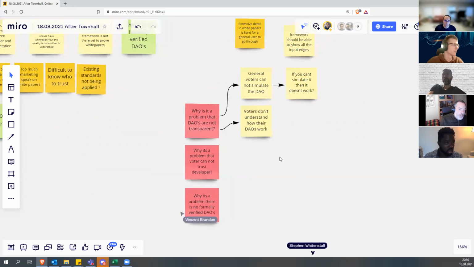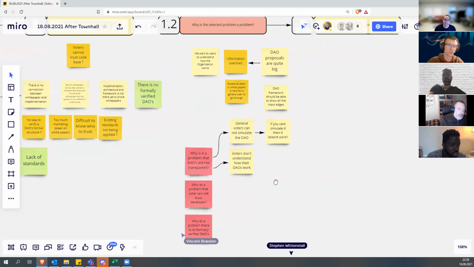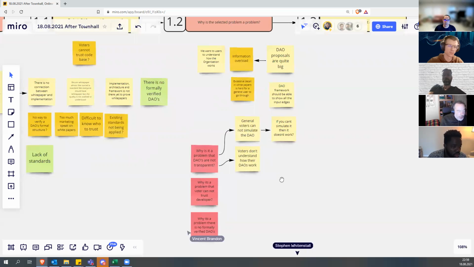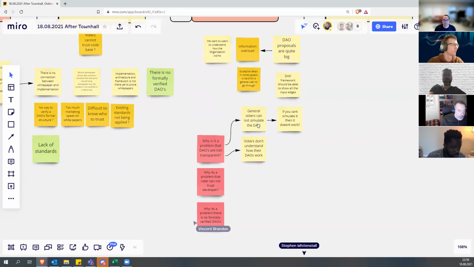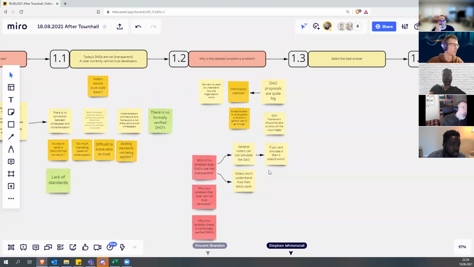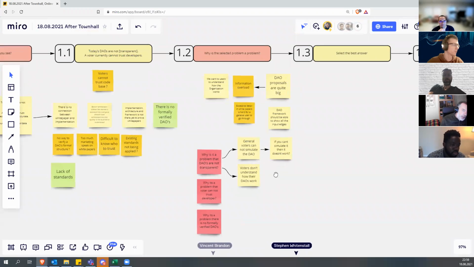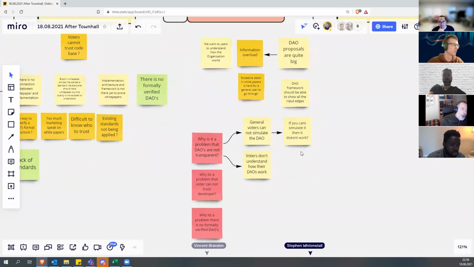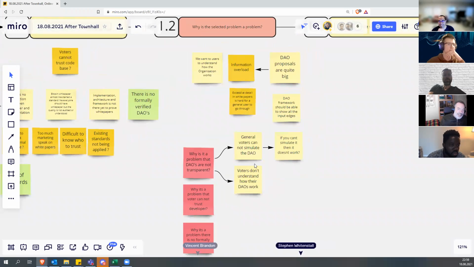So are we moving towards selecting that as a problem? But then why is that a problem? Not being able to simulate a DAO is a problem, okay? Why is that a problem? Because you can't understand it.